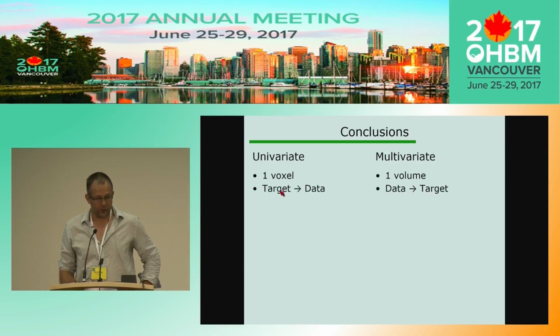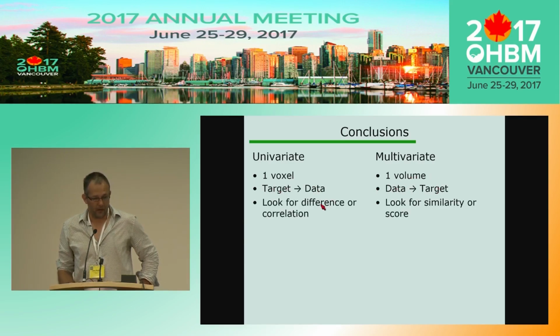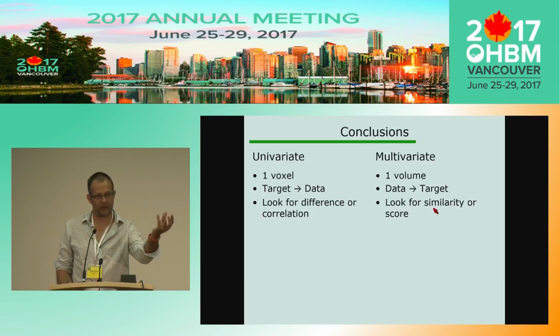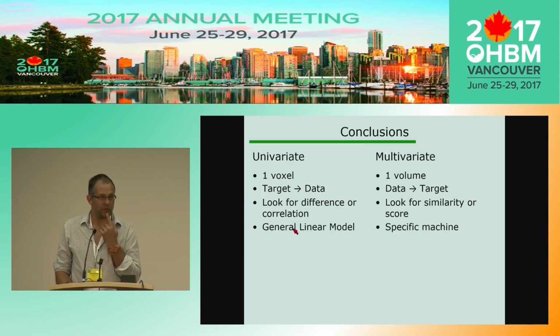Then the idea is you know the design matrix and you see how it fits the data, while here we go from the data and we try to predict the target. So here, in effect, you're looking for differences or correlation, and here you're looking for similarity or score. So you're doing a prediction. Is this sample from that class or that one? So I see that as a similarity, versus a difference. Here you typically use the GLM. In multivariate, you have a whole bunch of machines, SVM being one of them, and there are other solutions coming in.